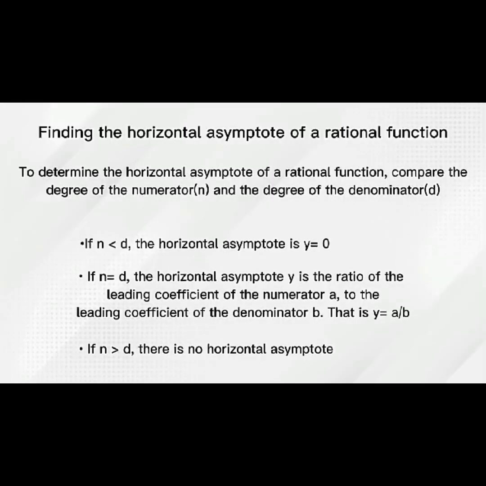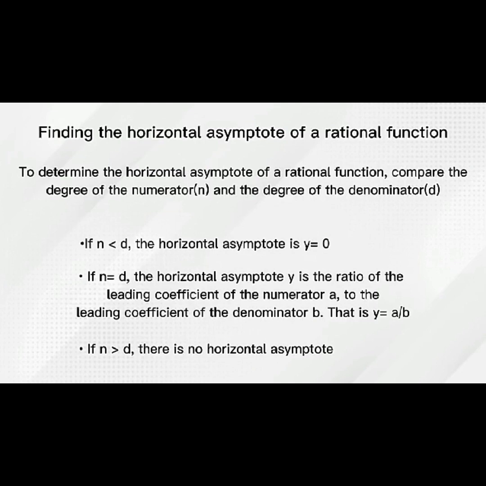So next is finding the horizontal asymptote of a rational function. To determine the horizontal asymptote of a rational function, compare the degree of the numerator and the degree of the denominator. If the degree of the numerator is less than the degree of the denominator, the horizontal asymptote is equal to 0. Also, if the degree of the numerator is equal to the degree of the denominator, the horizontal asymptote is the ratio of the leading coefficient of the numerator to the leading coefficient of the denominator.